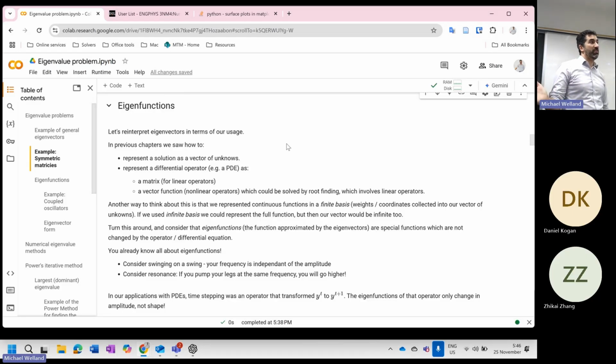Anybody ever swing on a swing? Anybody kick their feet when you're doing that? Did you notice what happens when you kick too fast or too slow? It doesn't work. But there is that natural frequency that if you kick in time, you have resonance and you get higher and higher and higher. Great. That is an expression.